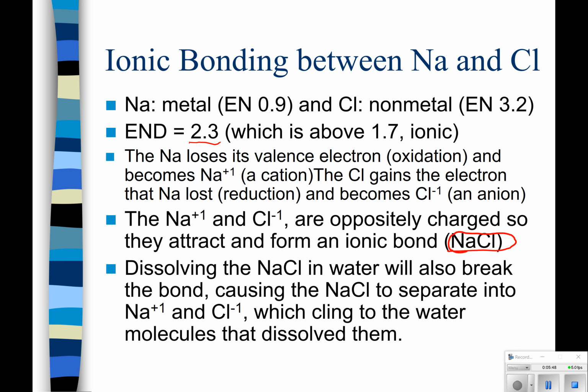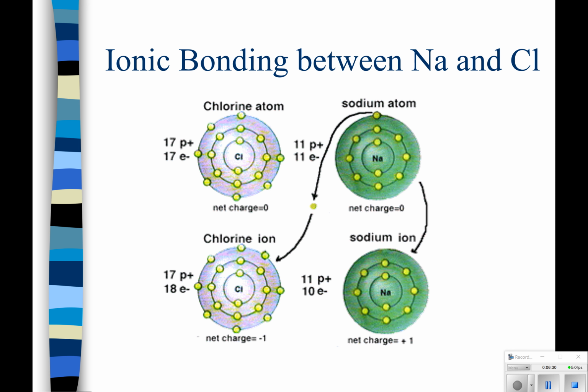Now we can take that sodium chloride compound and dissolve it in water, which will also break the bond. This causes the compound to separate into positive and negative ions, which will be attracted to polar water, which we'll learn about, and which also has a positive and negative end that's going to dissolve them. So something as simple as dissolving is strong enough to break the bond between the sodium and the chlorine. What we end up with are these positively and negatively charged ions floating around in our solution.